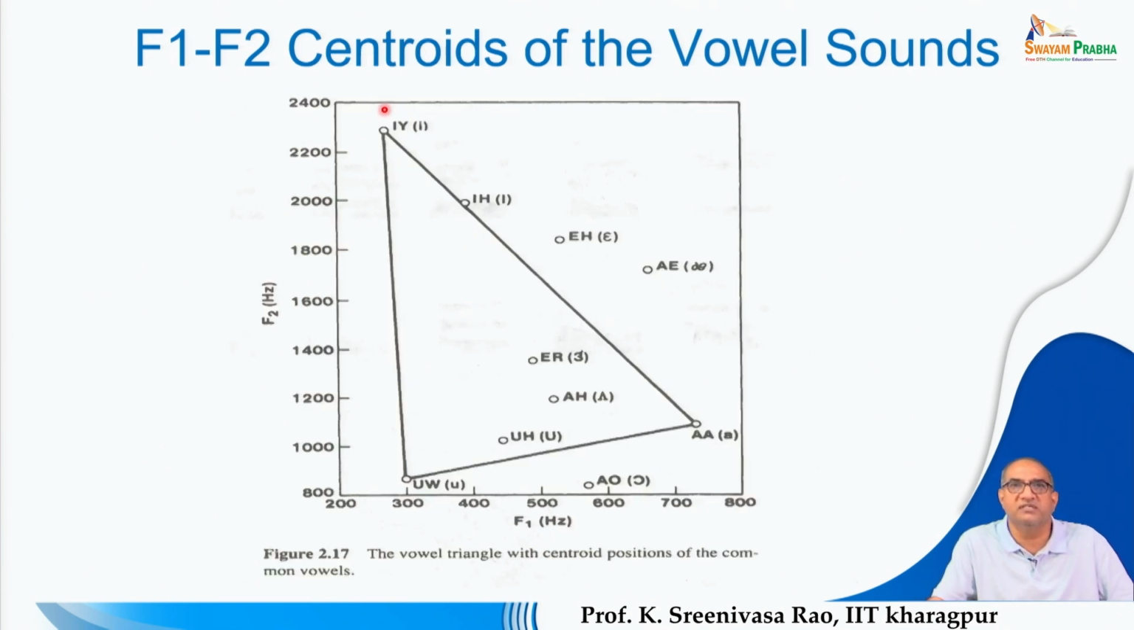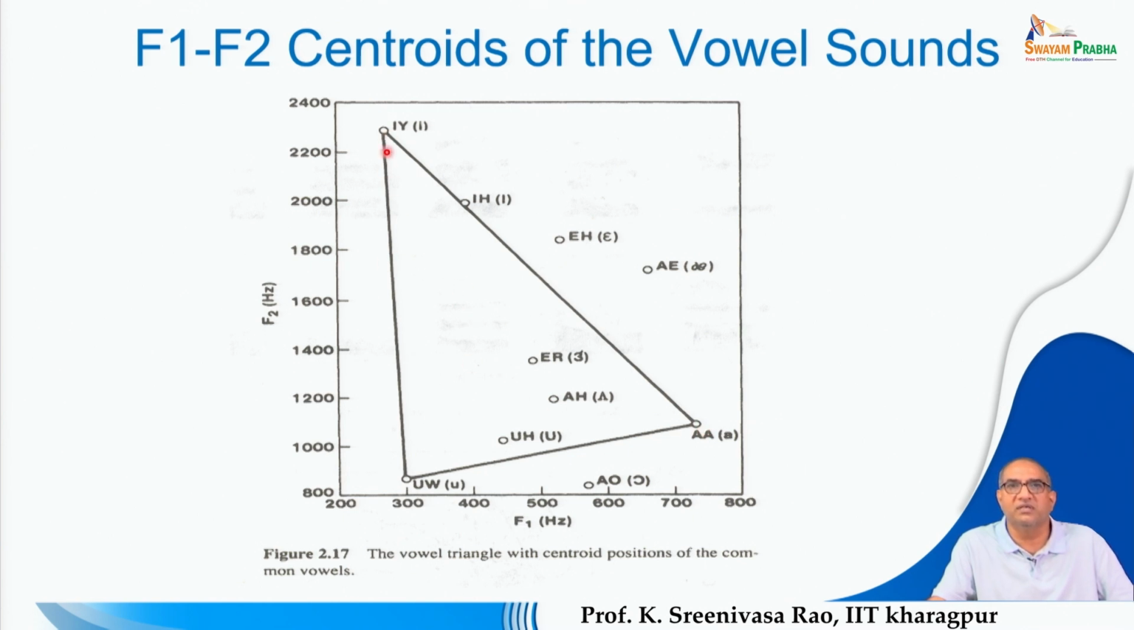So here these points are nothing but the centroids of the ellipses that were observed in the previous plot. You can see there are 10 centroids here, 10 small circles, each corresponding to the centroid of one of the ellipses. And here we have plotted a triangle, and the corners of the triangle correspond to the extreme values offered by F1, F2 in the plot.